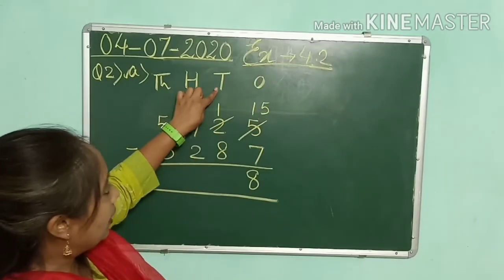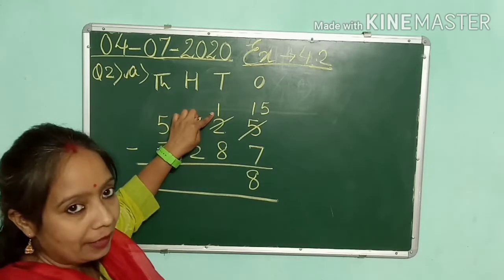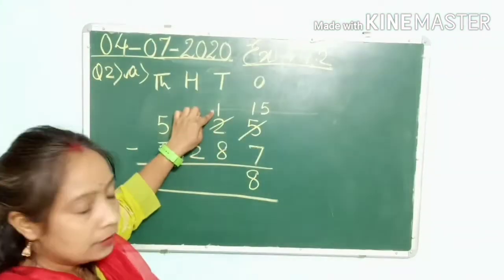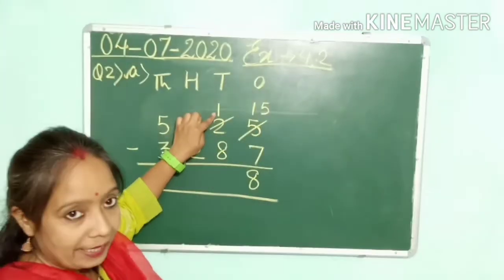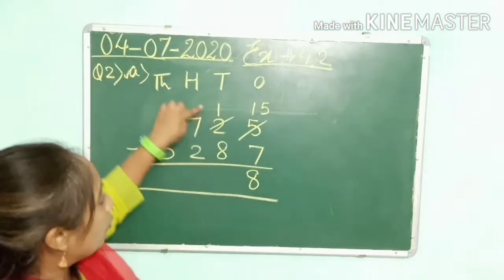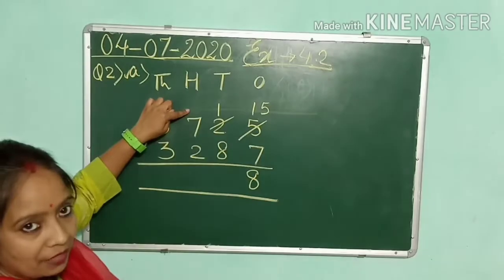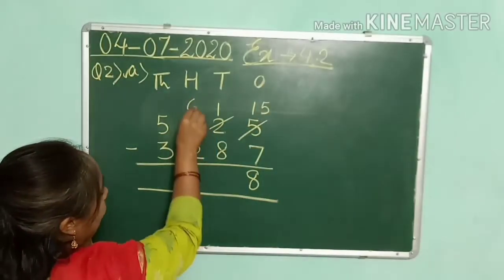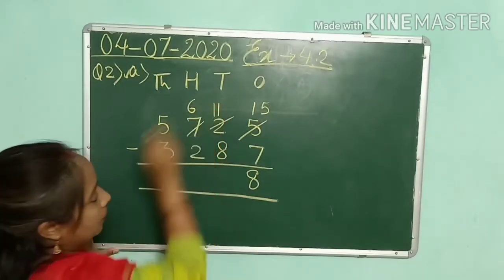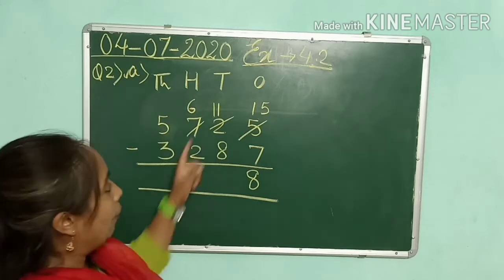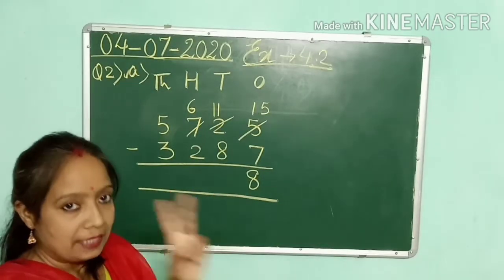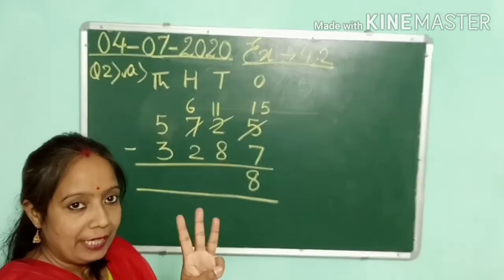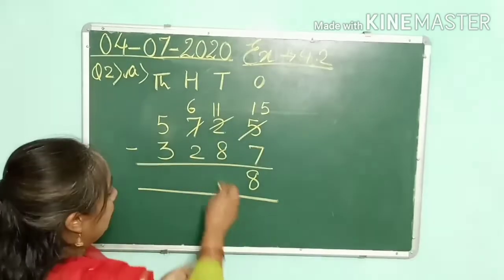Now children, under the tens column, you have to subtract 8 from 1. Is it possible? No. Because 1 is smaller than 8. So 1 will borrow from 7. 7 becomes 6. And this 1 becomes 11. Now 11 minus 8. After 8, 9, 10, 11. How many? 3. So you write here 3.